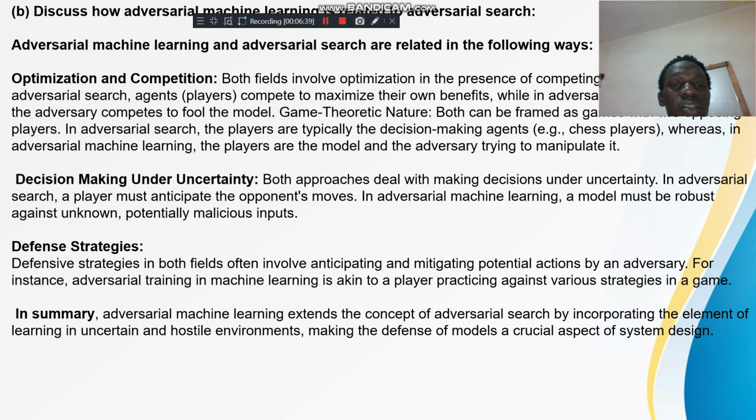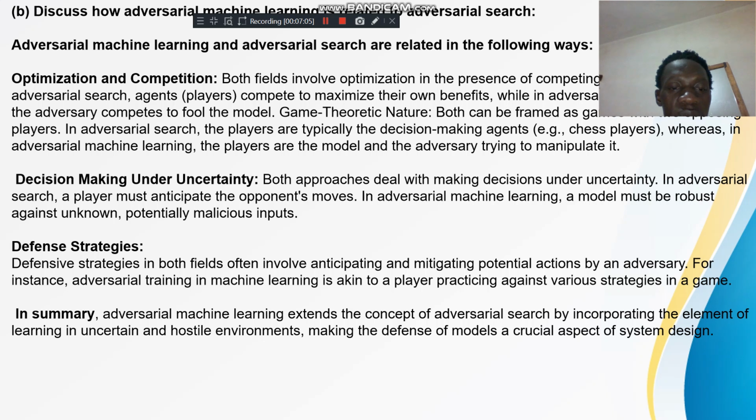Decision-making and uncertainty. Both approaches deal with making decisions under uncertainty. In adversarial search, a player must anticipate the opponent's moves. In adversarial machine learning, a model must be robust against unknown potential threats. Defensive strategy. Both often involve anticipating and mitigating potential actions by the adversary. For instance, adversarial training in machine learning is akin to a player practicing against various strategies.